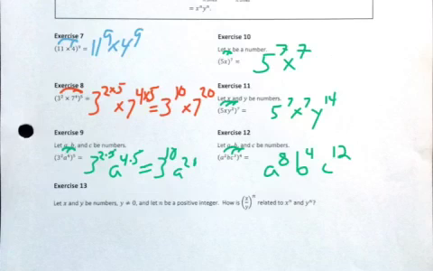Take a look at number 11. Again, distribute your 7 to all the terms inside the parentheses, so it's going to be 5 to the 7th times x to the 7th, and then 7 times 2 is 14. And the last one, distribute your 4, so 4 times 2 is 8, 4 times 1 is 4, and 4 times 3 is 12. So hopefully you got those correct.